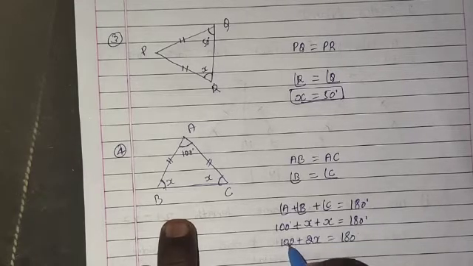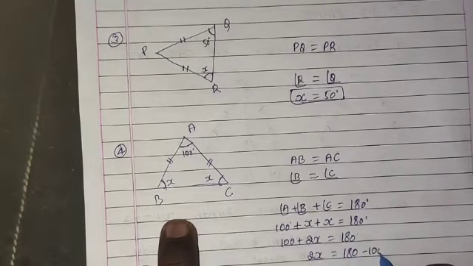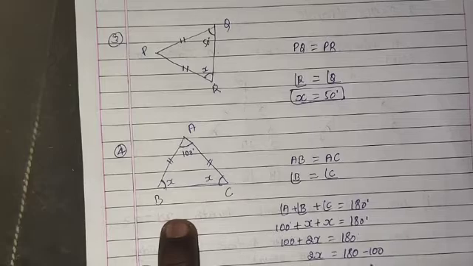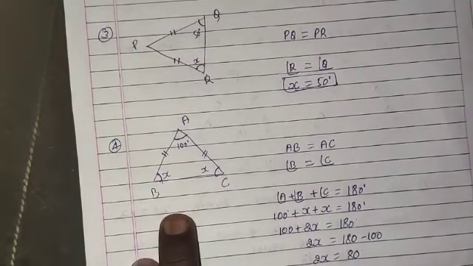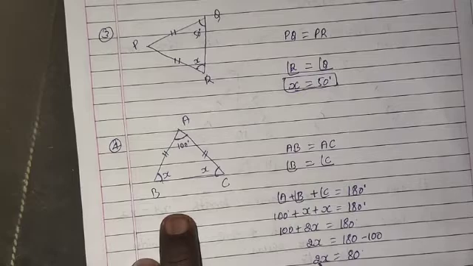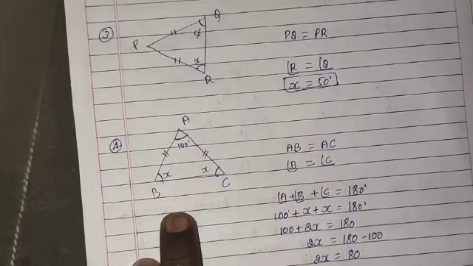We have to shift this 100 to the right side of the equals. It becomes negative. It means 2X is equal to 180 minus 100. So 2X is equal to, we have to subtract 100 from 180. We get 80 as the answer. So we have to find out the X value. Here it is 2X, so we have to shift 2 to the right side. It goes to the denominator. It means 80 divided by 2.